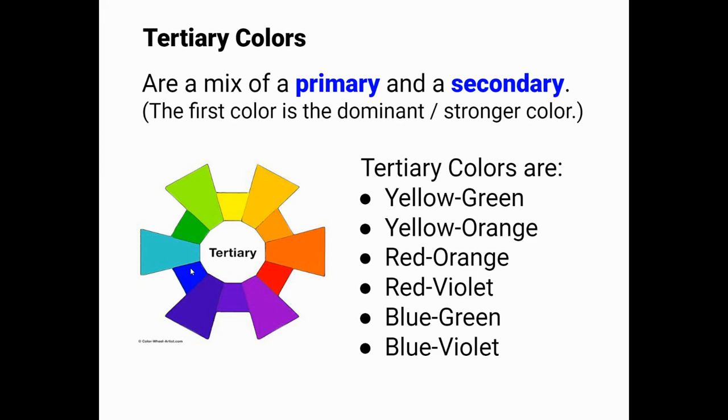Tertiary colors are a mix of a primary and a secondary. The first color is the dominant, stronger color. So our tertiary colors are yellow-green, yellow-orange, red-orange, red-violet, blue-violet, and blue-green. But first, let's talk about hues.